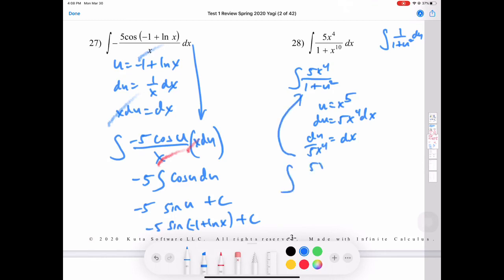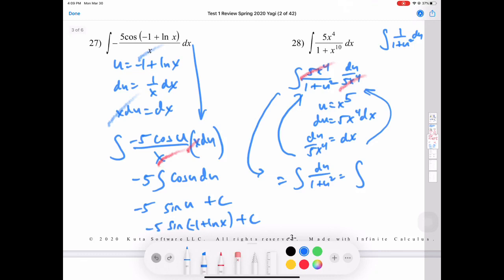The integral of 5x to the 4th. Oh, let's rewrite that. I'm sorry, I wrote it there already. Let's go ahead and plug it in. Plug our dx in, and dx is du over 5x to the 4th. Bam, bam. What are we left with? We're left with the integral of du over 1 plus u squared, which is our definition of the integral of inverse tangent of u, or tan inverse of u, which is x to the 5th plus c.